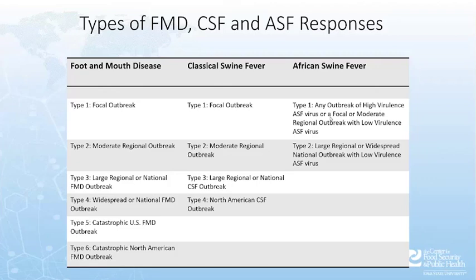The low virulent strains, we can't discount those, and they may come in, for example, through a garbage feeding operation that has outdoor housed animals in an area with a lot of feral swine. The virus could be introduced and get into feral swine and become widespread before we know that we've got it. And that would then be a type 2 outbreak.